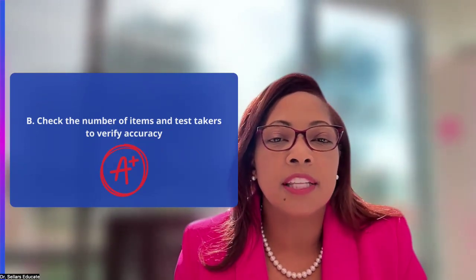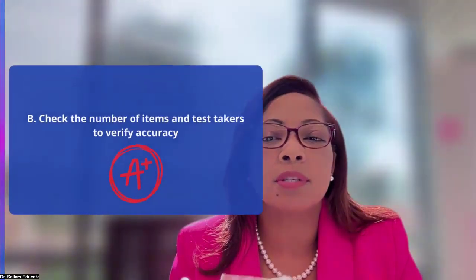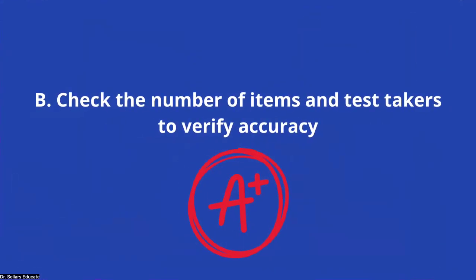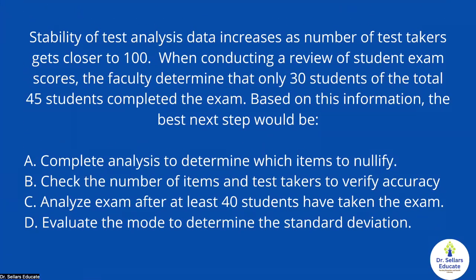All right, so for the thought-provoking question, if you chose B, you are correct. Check the number of items and test takers to verify accuracy. Let's go back. I know it's been a little bit since we looked at the thought-provoking question. So this is the question. So if you chose B, you are correct. Let's talk about why the other options are not correct.